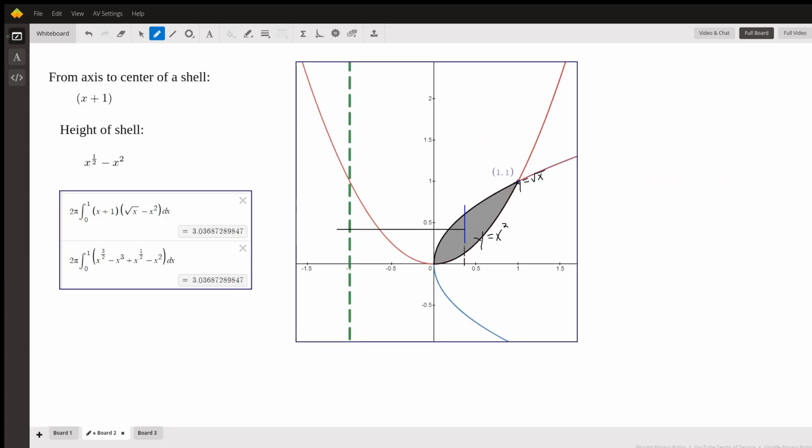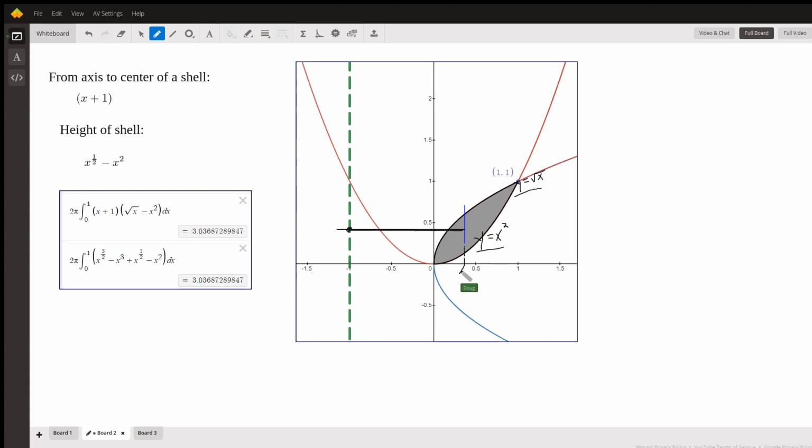Here is the shell method. So our typical shell is parallel to the axis of revolution. And it looks like I moved this picture around a little bit. That's okay. So now we want this height of the shell to be in terms of x, y in terms of x. So there's the y coordinate in terms of x for each of these curves. And using the shell method, we want the average radius, which is the distance from the axis of revolution to the center of a shell.